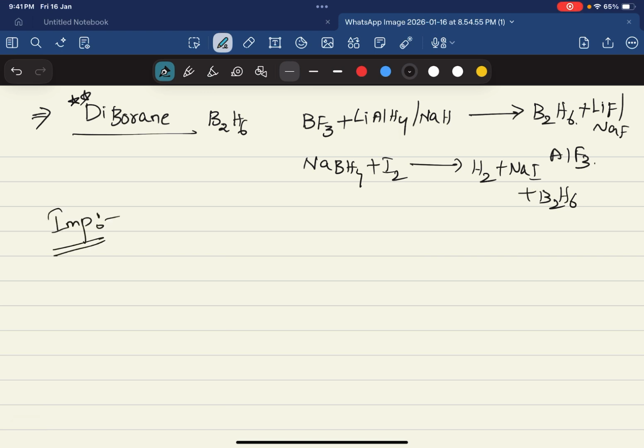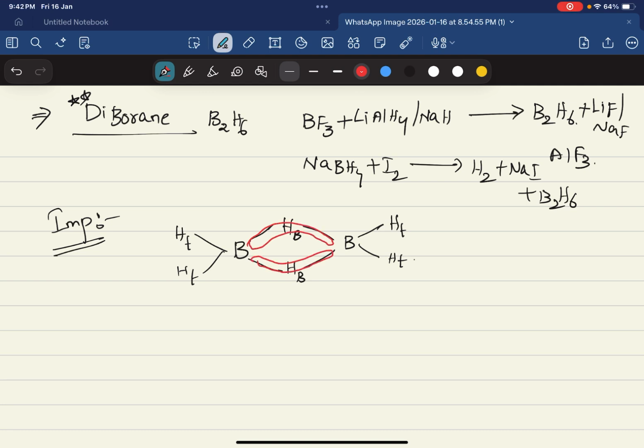Very, very important. First, structure of diboron. So diboron structure will be like this. These are terminal hydrogens. These are bridged hydrogens. In this case, the bond which is between these looks like a banana, so it is called a banana bond. And we can also call it a 3-centered 2-electron bond.